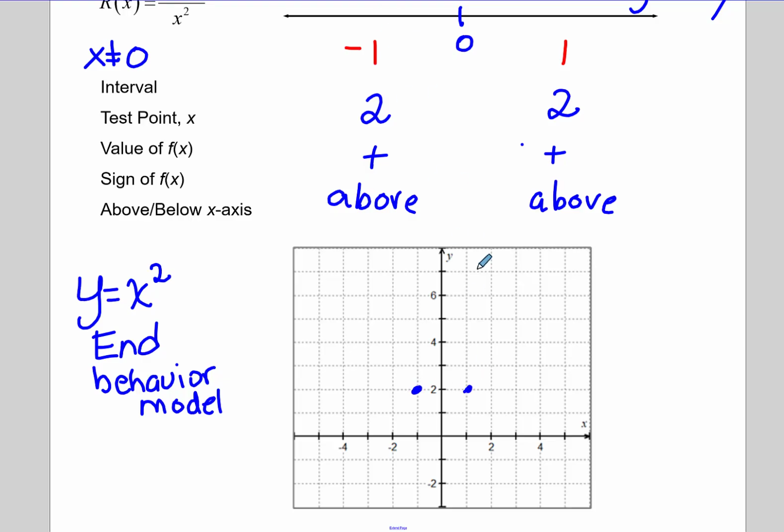We also know that there's a vertical asymptote on the y-axis at x equals 0. So here's what I mean by this end behavior model. You know, the parabola x squared looks something like this. So we're off the graph. Sketch that in there.